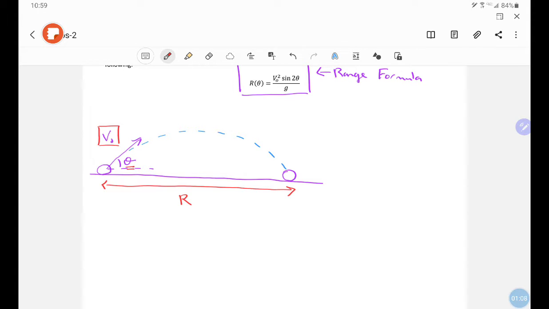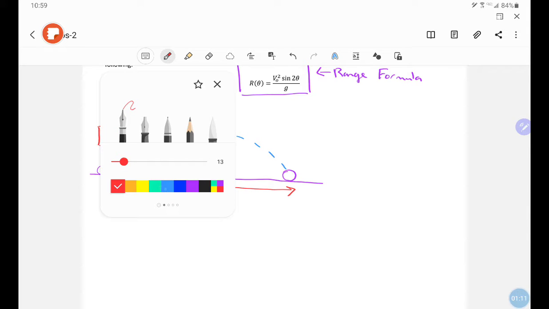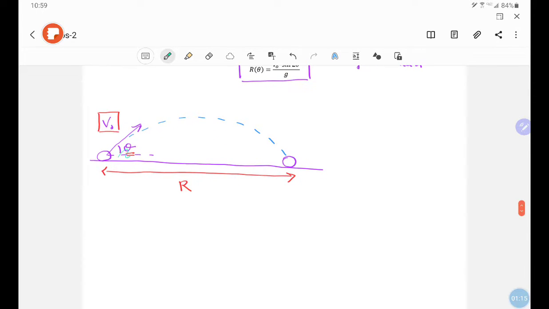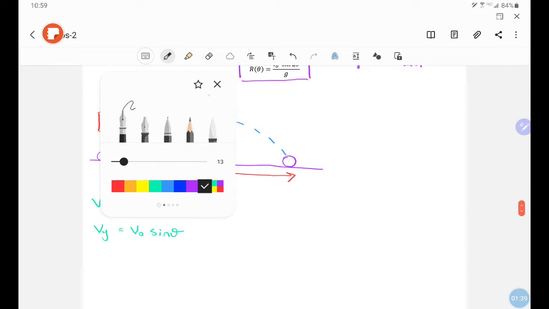So to derive this, the first thing that I'm going to do is break up my velocity vector into horizontal Vx and vertical Vy initial components, and that gives me Vx is going to be V0 cosine of theta, Vy is going to be V0 sine of theta. From there I'll make a chart.